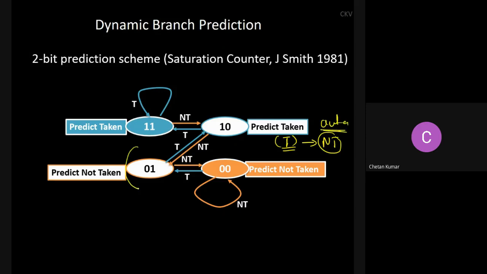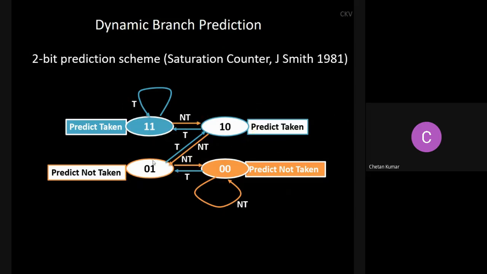So the initial definition, that our prediction must be wrong twice before I change states, is not valid for weak states. These are called weak states, whereas these are strong states. This is where our earlier definition is applicable, where we change the prediction only if our prediction is wrong twice. This is one of the techniques followed for a 2-bit prediction scheme.